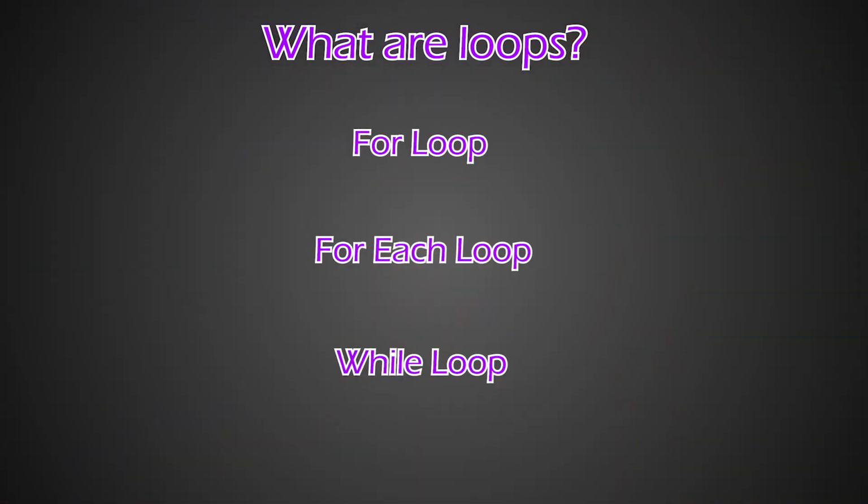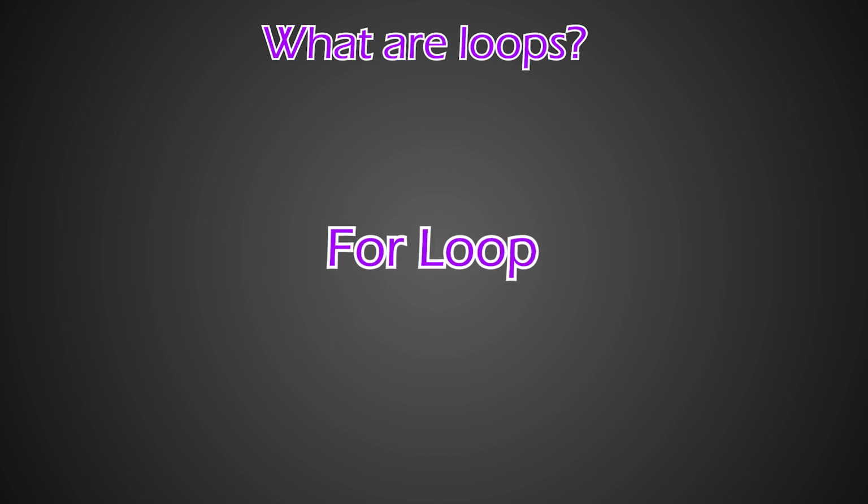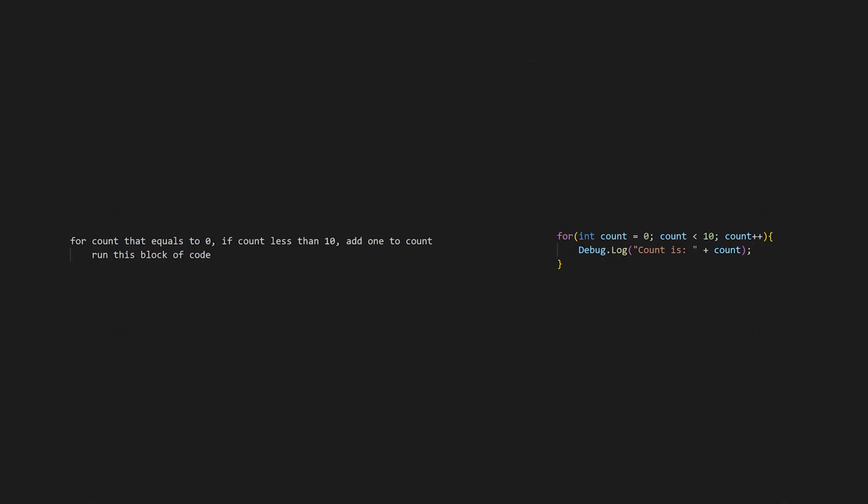There are 3 types of loops in programming: the for loop, the for each loop, and the while loop. The for loop will execute a block of code until a value in the evaluation criteria has been incremented enough to satisfy that evaluation criteria. So say we wanted our code to count to 10. It would look something like this. We would have the for keyword, and then count is set to 0. While count is less than 10, add 1 to count, and perform this code below.